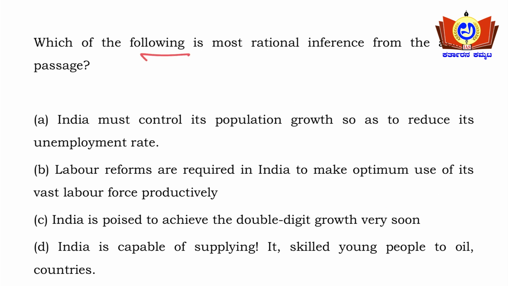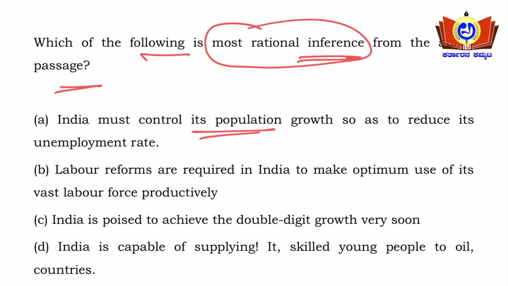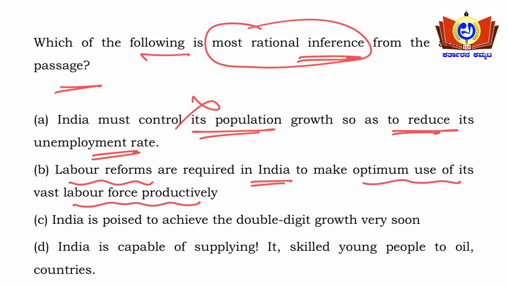So what is the question here? Which of the following is the most rational inference? See, again, inference from the above passage. India must control its population growth so as to reduce its unemployment rate. No, this is wrong here. Nowhere in the passage can we see any reference made to the control of population growth. Labor reforms are required in India to make optimum use of its vast labor force productively. Yes, this is the probable one.